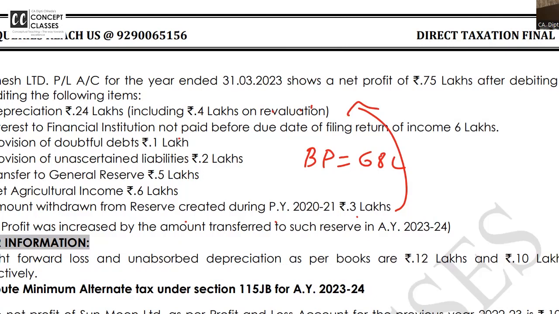Now, brought forward losses are 12 lakh and unabsorbed depreciation is 10 lakh. So whichever is lower you should deduct. Okay? So you should deduct what? 10 lakhs. That's it. Pick up your calculator. 75 plus 24 plus 1 plus 2 plus 5 minus 20 minus 6 minus 3 minus 10. So it is coming to 68 lakhs.